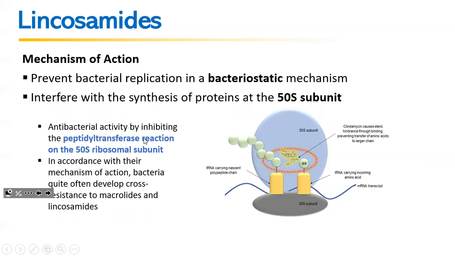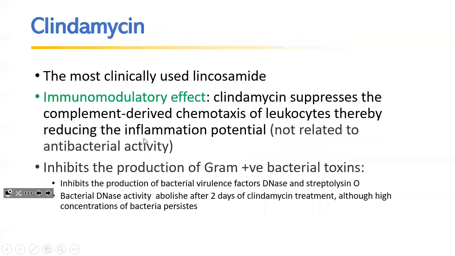Back to the slide. From your understanding, which step does clindamycin inhibit? Is it the initiation, elongation, or the termination? Elongation, yes, excellent. Also, clindamycin exerts some immunomodulatory effects in addition to its antimicrobial activity, so that's a good advantage. Usually when you have an infection, you need to recruit immune cells, like white blood cells, to help in fighting the infection. So clindamycin exerts chemotaxis.